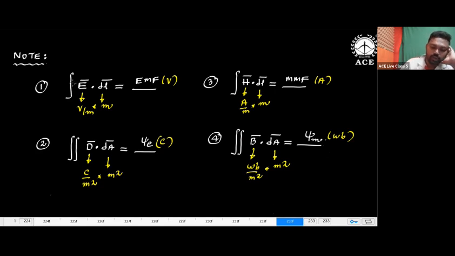Okay. If these are closed, then it is a conservative property. If this is closed, this is Gauss law. If it is closed, Ampere's law. This is Gauss law for magnetic field. But these are just integrals. Fine. So with this backup, let us try to solve some questions.